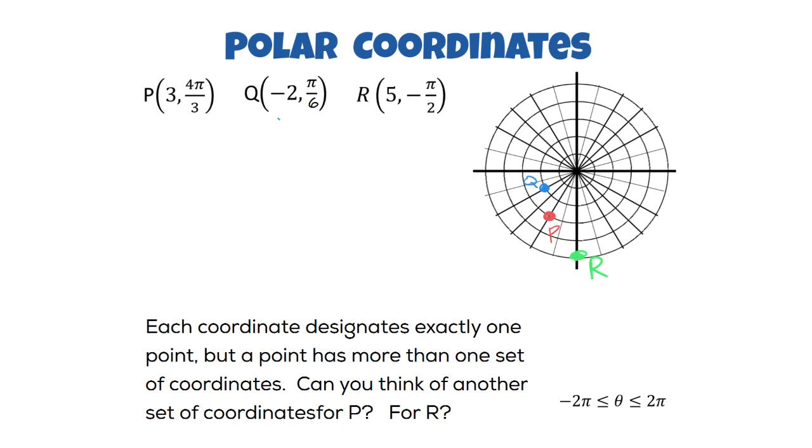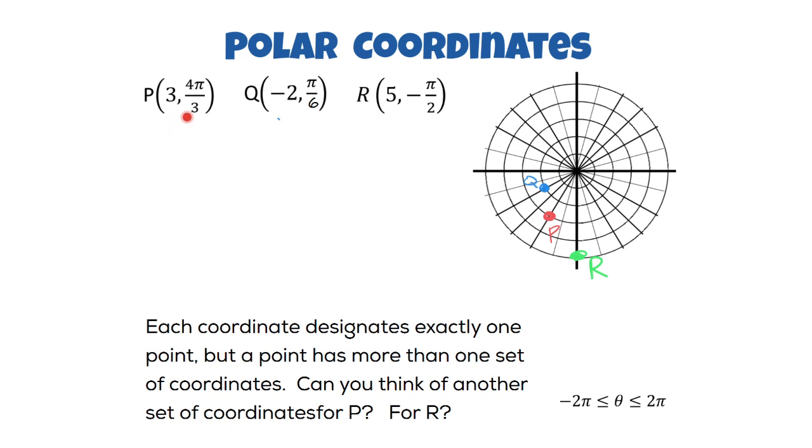Now, each of these coordinates designates exactly 1 point. But each of those points has more than one set of coordinates that I could write. So in other words, if I were to work through this backwards, instead of me giving you the ordered pair and asking you to plot it, what if it was the other way around? What if I gave you the plotted point and asked you to give me the coordinates?